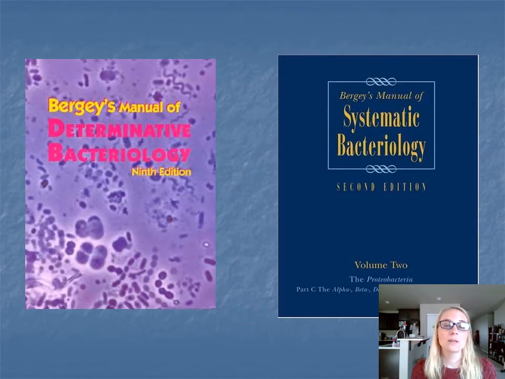Okay, the rest of the slides are just going over different ways that microbiologists have to help with classification and identification of organisms. One of them is called Bergey's Manual. So there's a Bergey's Manual of Determinative Bacteriology and Systematic Bacteriology. We actually have this set of Bergey's manuals in our microbiology lab on campus.